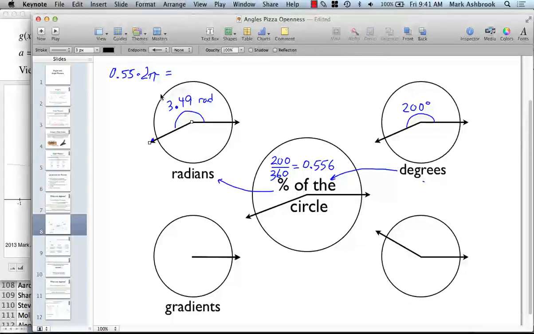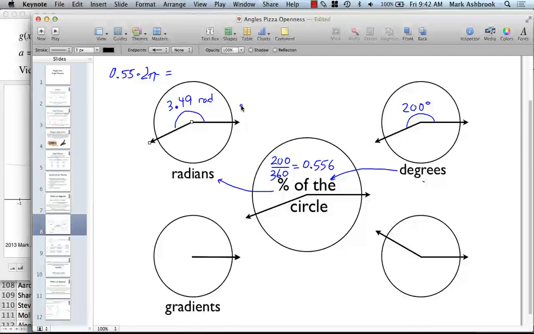What about the openness, the visual? How do you describe the visual? Rachel? A little bit more than halfway, right? So pi is the half, it's exactly half a circle. The openness is a little bit more than that, so we would expect the value to be a little bit more than pi, and it is.